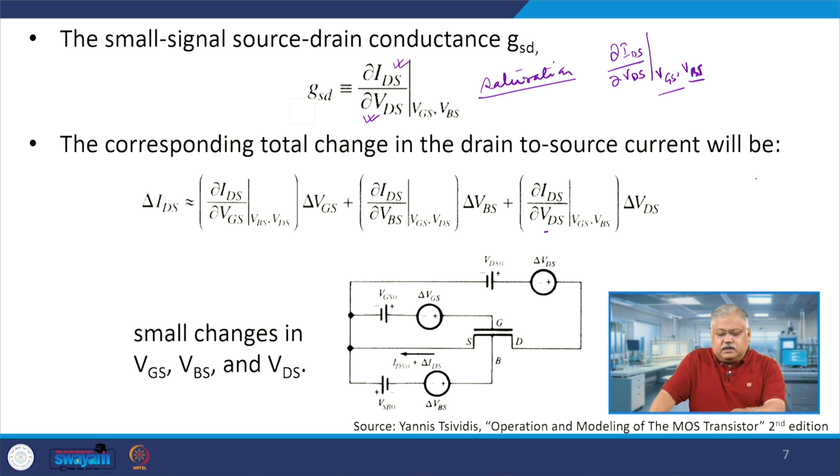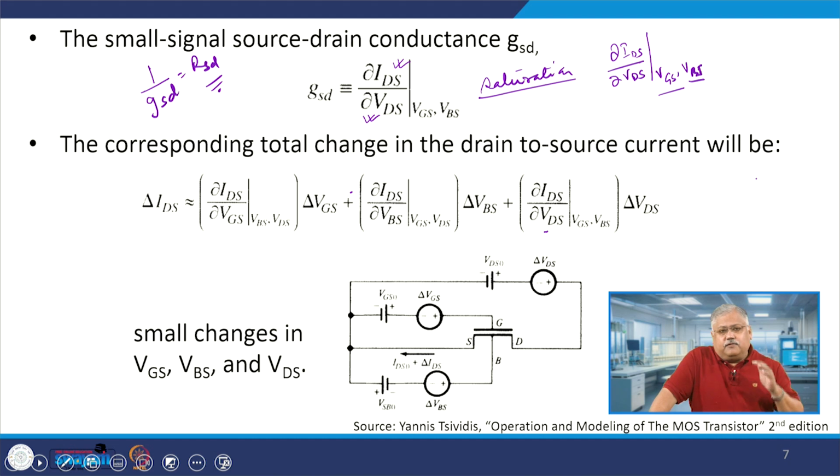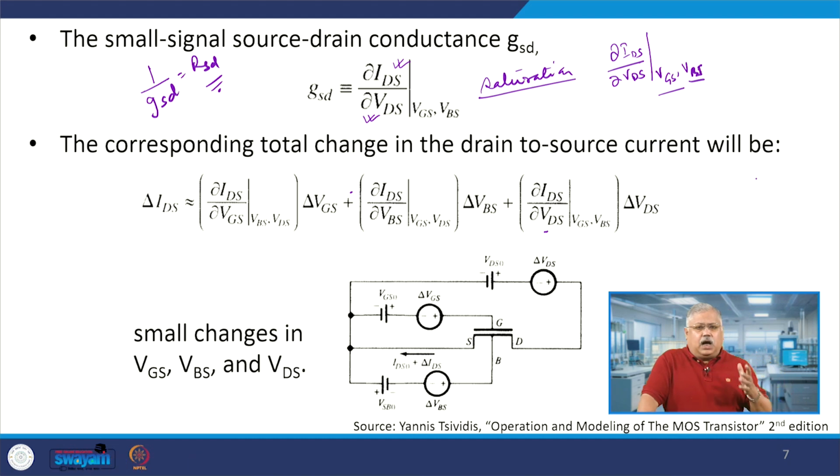So, GSD is nothing but the source to drain conductance. If you take 1 by GSD, it will give you the source to drain resistance, right. This will give you the resistance value. Very interesting and very simple to understand. Therefore, if you want the current to be high, obviously you want that del ID should be much larger, sensitive to variations in del VDS.